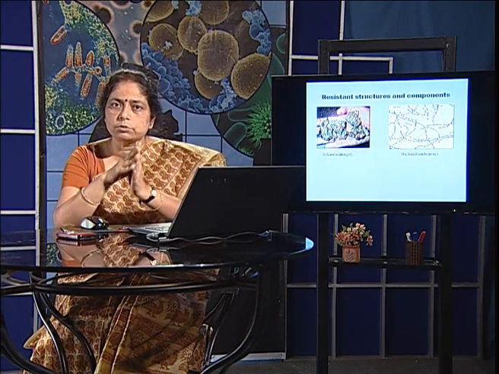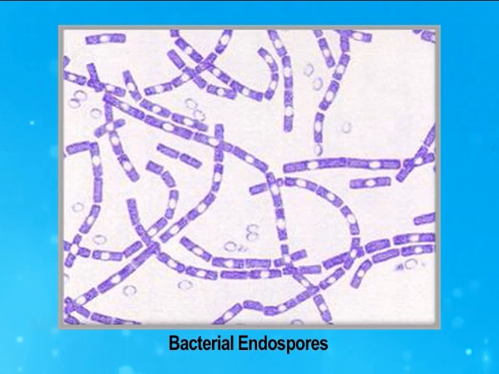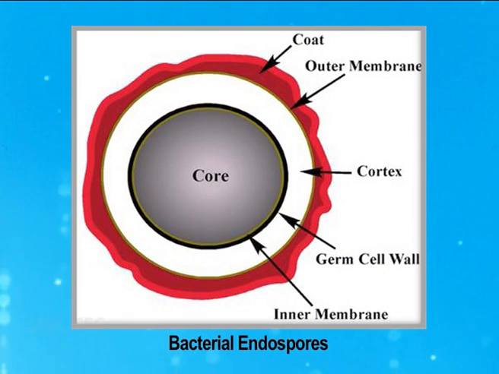And one of the most important resistance structures is sclerotia. This sclerotia is formed by the composition of the fungal mycelium. They are very hard structures and they can resist a high temperature. On the other hand, we have bacterial endospores, which are mainly present in the gram-positive bacteria. These bacterial endospores have got a thick spore coat, and this spore coat is made of calcium and dipicolinic acid. Due to the presence of calcium and dipicolinic acid, they are resistant to high temperature.